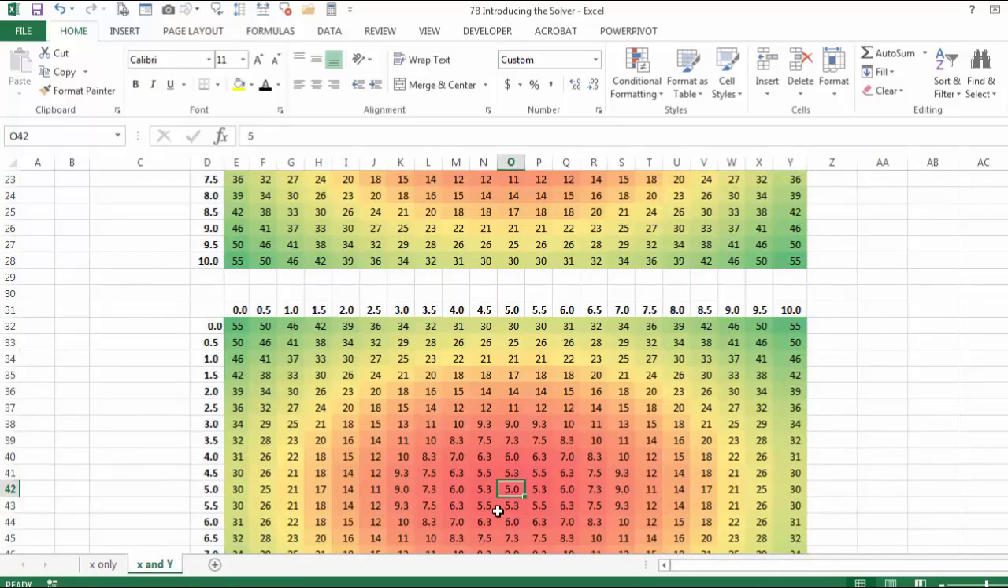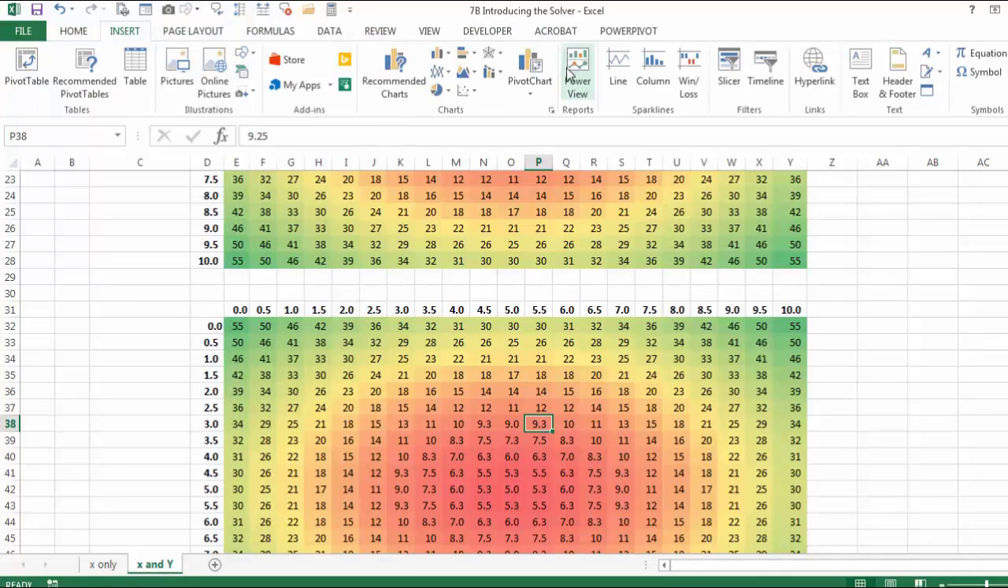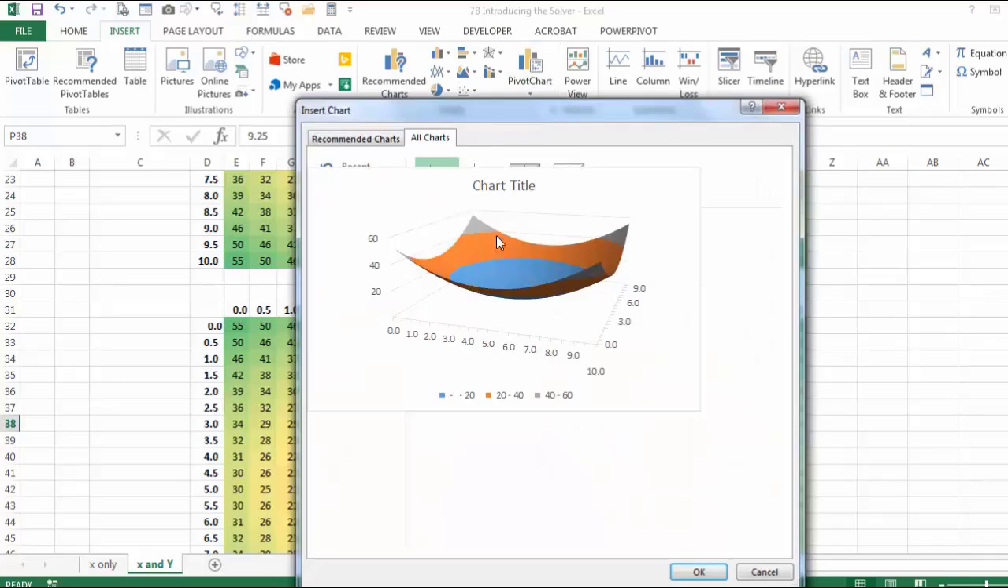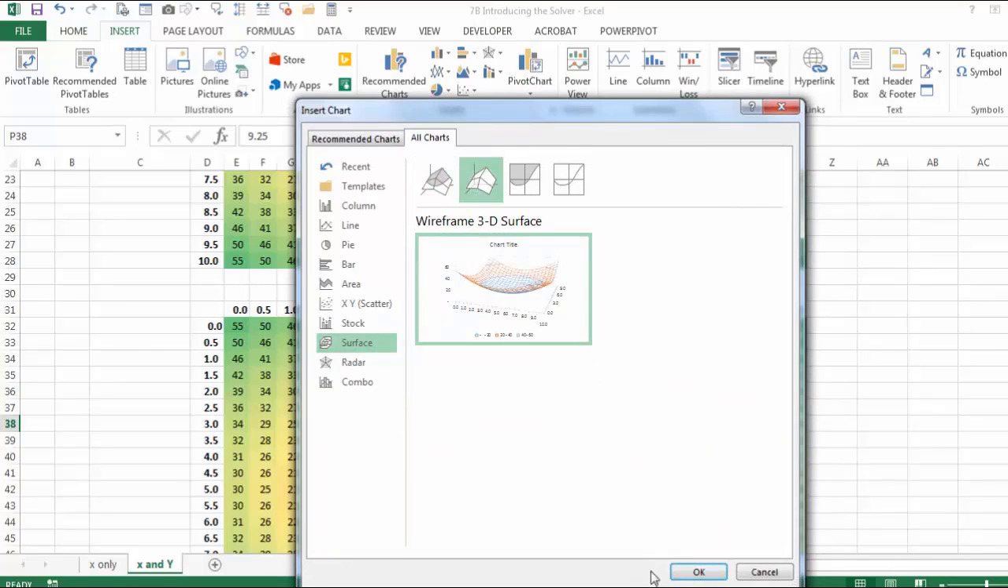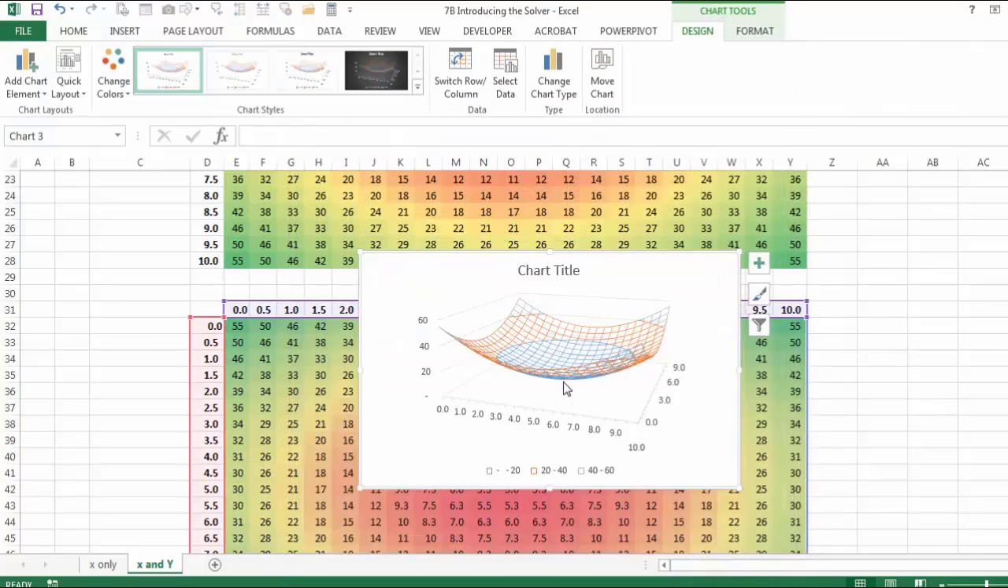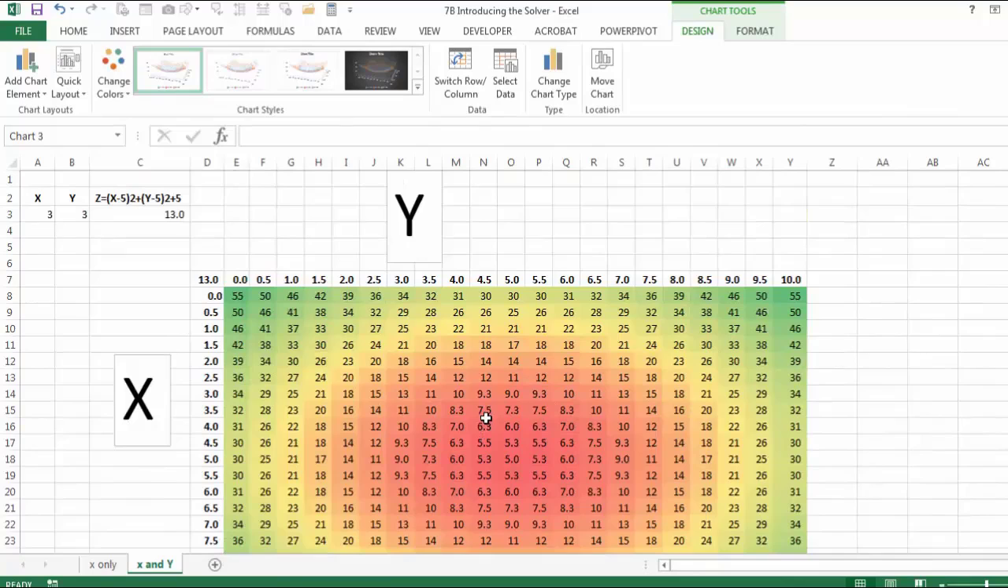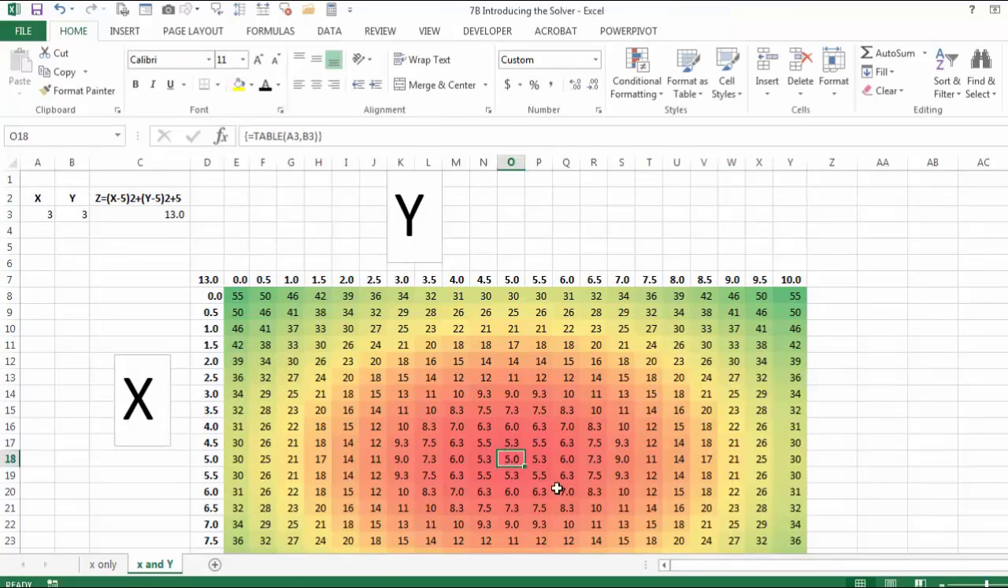Of course, we see it already that this is the minimum, but now if you don't have a value in the intersection, you can try one of these charts that I like to use, say the surface chart, maybe this one, and when you see it, it's going to be somewhere here with 5 and 5. But the purpose of this exercise is to show you how to use the solver to get the same value of 5 and 5 giving you 5.